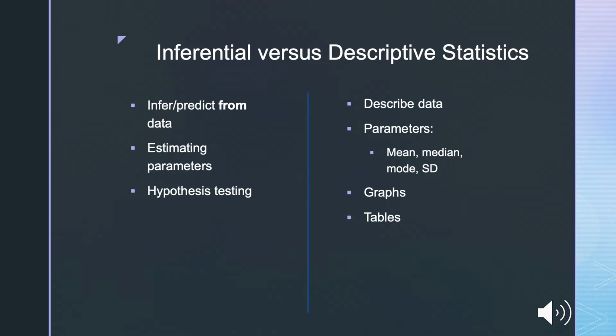And then descriptive statistics is when you just describe data. Descriptive statistics are parameters, so mean, median, mode, and standard deviation, and also graphs and tables, so things that you can visually see and just describing data black and white in front of you. So descriptive statistics are more black and white, and inferential is more in the gray area and more abstract.